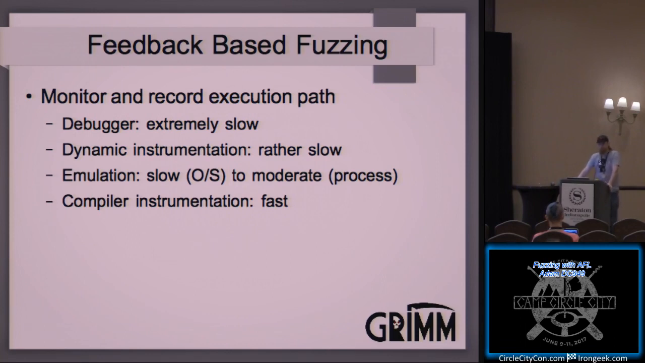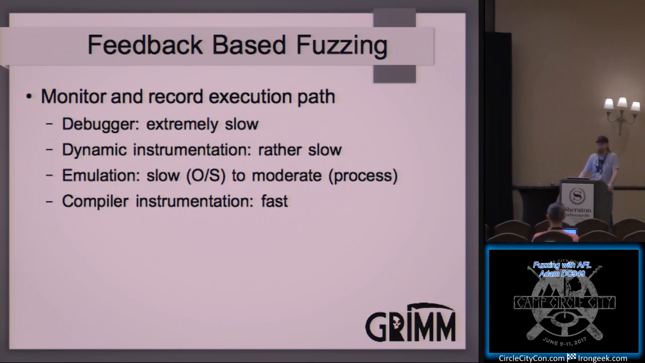And if you're doing process emulation, it's actually not too bad. It's about a 2x slowdown on average, so it'll go half as fast as if you're running the program natively. The last option is compiler instrumentation, which is by far the best option.